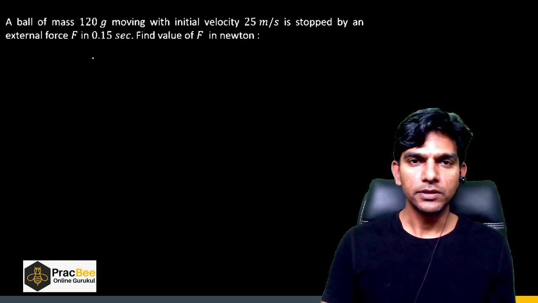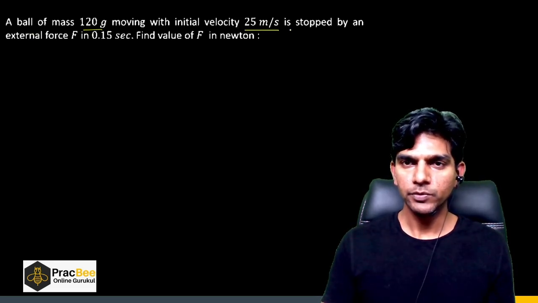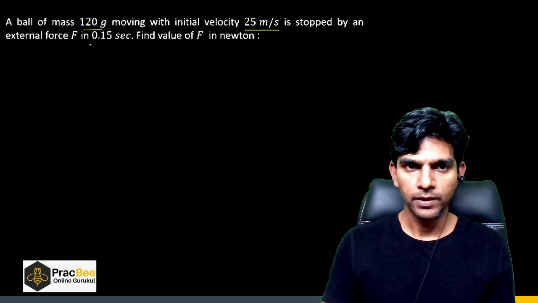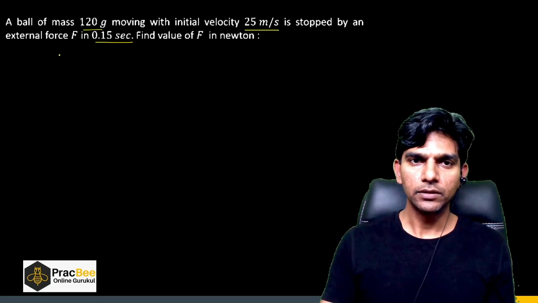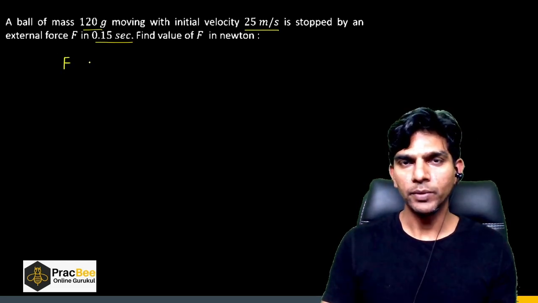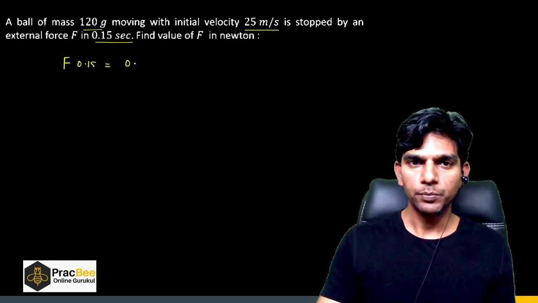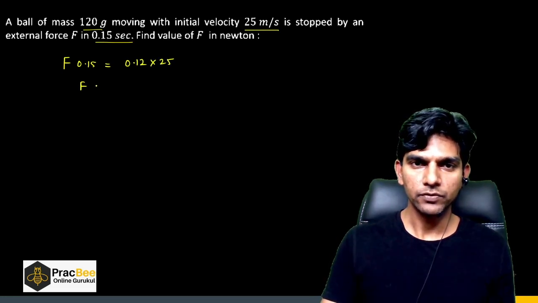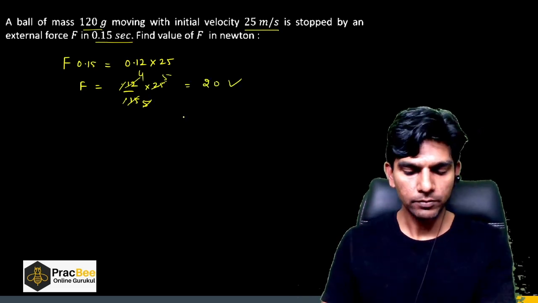Next question is from Newton's laws. A ball of mass 120 grams moving with an initial velocity of 20 meters per second is stopped by an external force F in 0.15 seconds. Find the value of force in Newton. Due to the impulse of this force, there will be a momentum change of the body. So F times 0.15 should be equal to the change in momentum, which will be 0.12 times 25. So F comes out to be 0.12 divided by 0.15 times 25. So this will be 4 and this will be 5, so it comes out to be 20. So F will be 20 Newton.